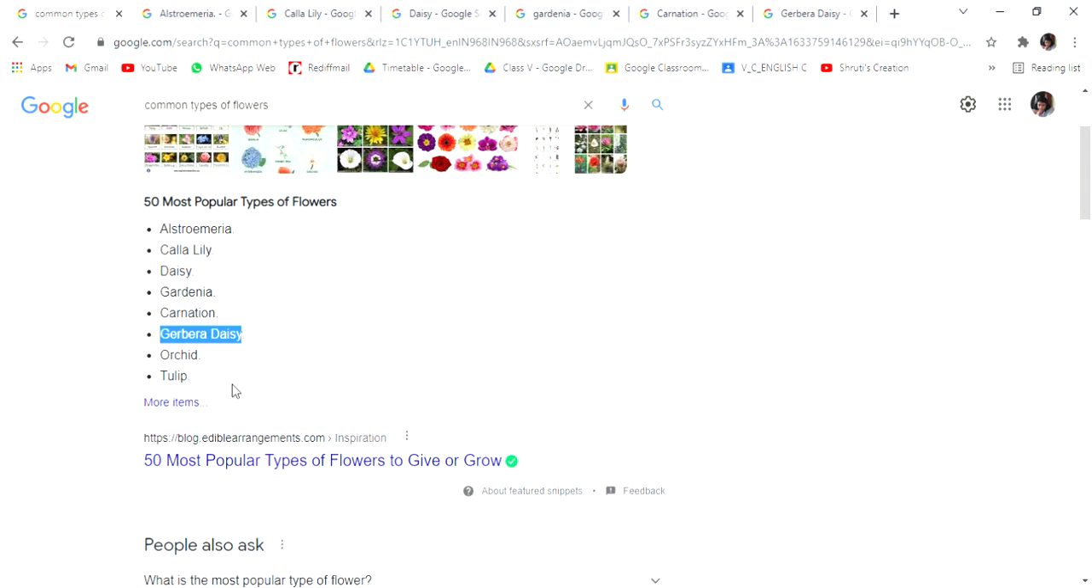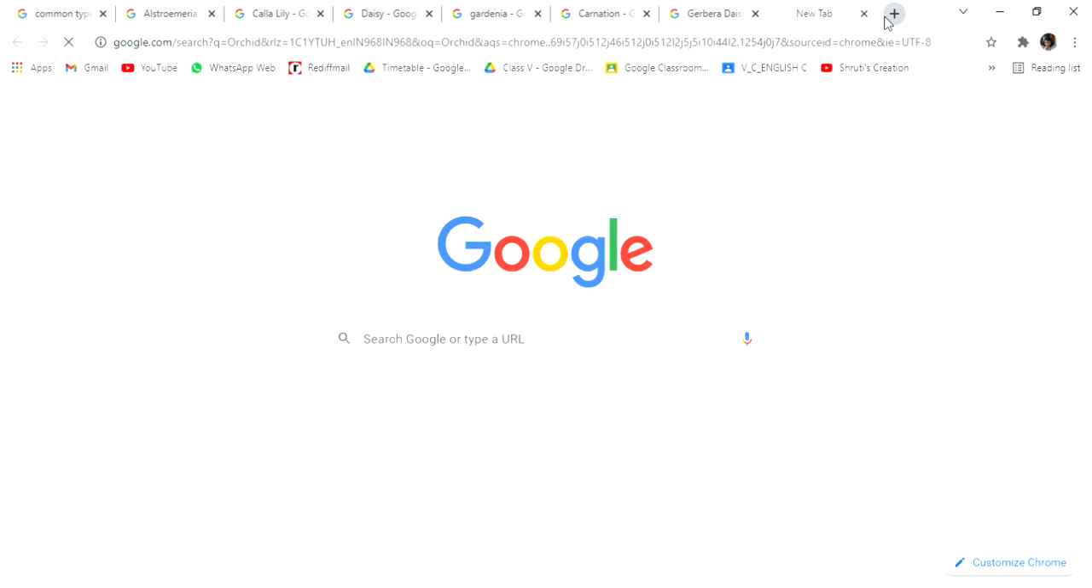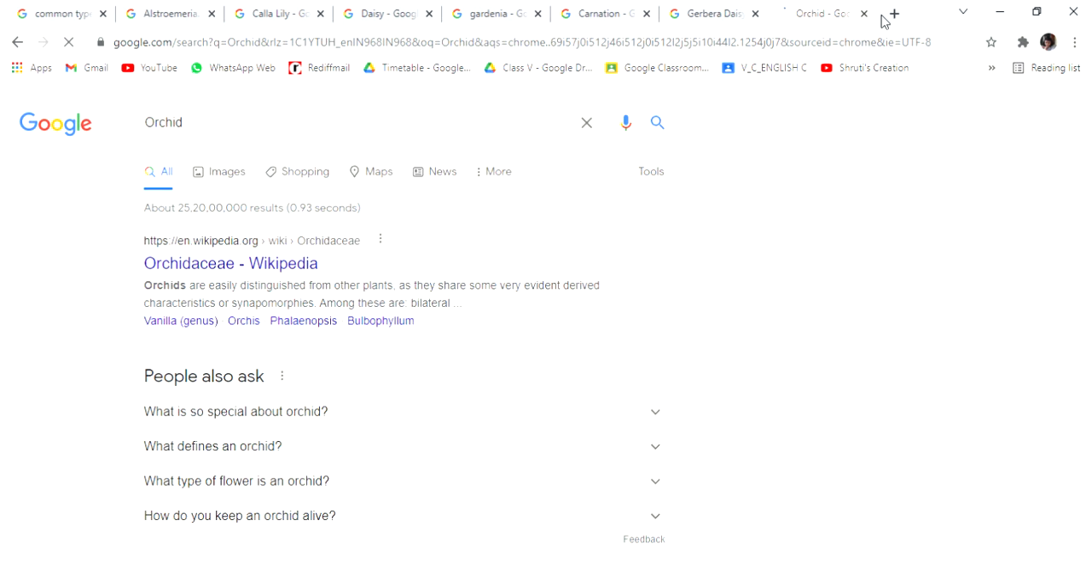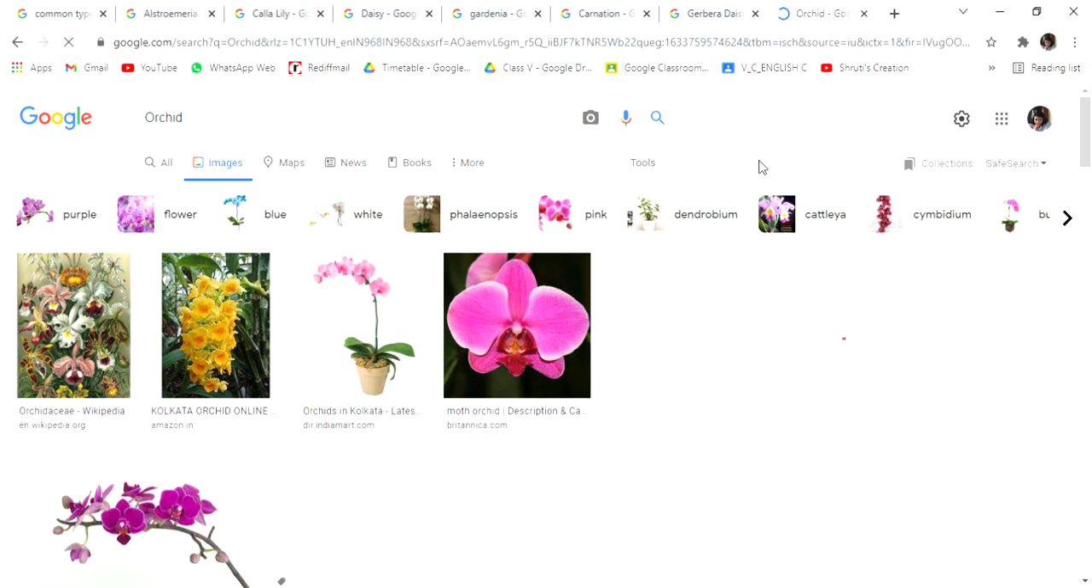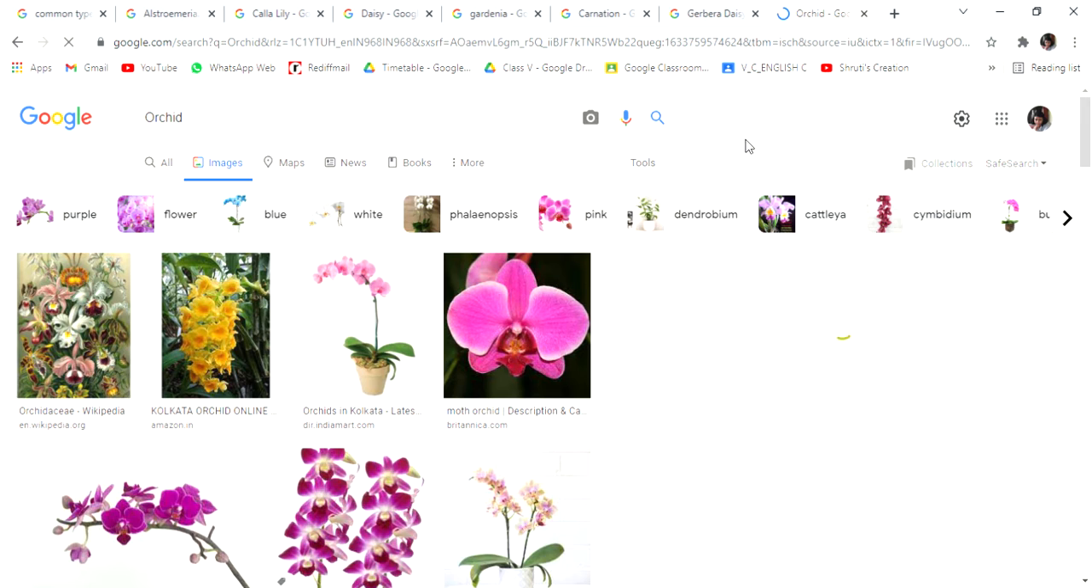Now next we have orchid. Orchid is a very common flower. You can see it everywhere. It's white in color, and it's not white in color. It's pink in color. We have many colors of orchids: purple, blue, and yes, white. Actually, the main flowers are white, but now there are many: blue, white, pink.